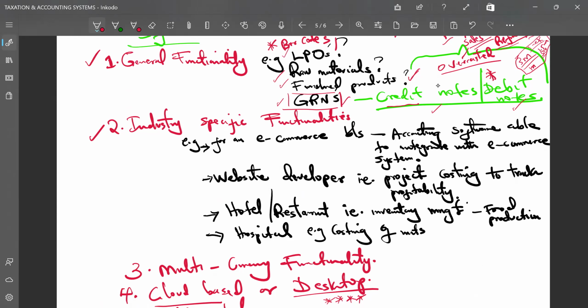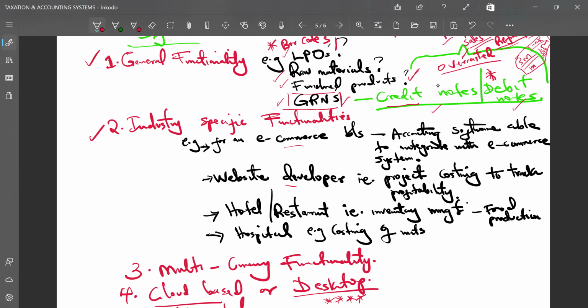But that might not work well for you if you don't look at the specific functionalities that you need. I gave the example of an e-commerce business. If you're running an e-commerce business, you need software or a system that is able to integrate with your e-commerce platform and pick the specific functionalities. Not all systems can do that. They have to be configured and industry specific to handle that functionality. I gave another example of someone doing website development, where your operations are different from any other industry.